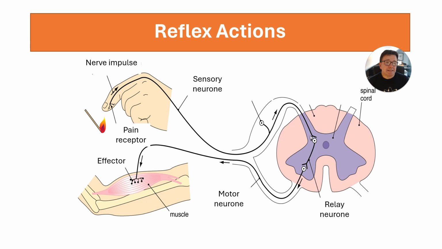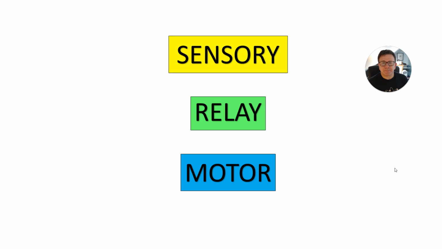You might have to label the parts, okay, so the match there, the flame, that's the stimulus, and then you've got pain receptors in your skin, and the nerve impulse travels through the sensory neuron, across a synapse, across a relay neuron, which is not in the conscious part of your brain, okay, and then motor neuron to the effector, which is either a muscle or a gland. So one way you can remember it is: sensory, relay, motor. Sensory, relay, motor.